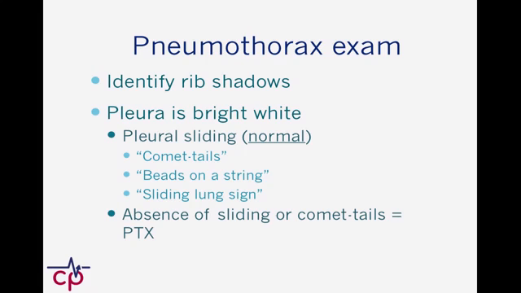So we're looking for the rib shadows, and then what we're trying to identify, as I said, is this pleura, which will show up as this bright white linear structure that will have some sliding. So the presence of sliding is normal. As opposed to, say, the FAST exam, where the presence of a hypoechoic or dark structure represents fluid and that's bad, this is a little different conceptually because it's the absence of a finding, namely this pleural sliding, that is abnormal, as opposed to the presence of, say, blood in the abdomen that's the abnormal finding. So we're looking for this pleural sliding and we want to confirm that it's present.